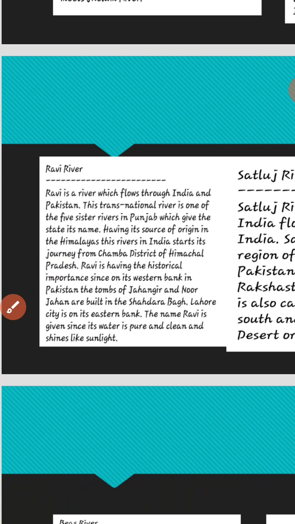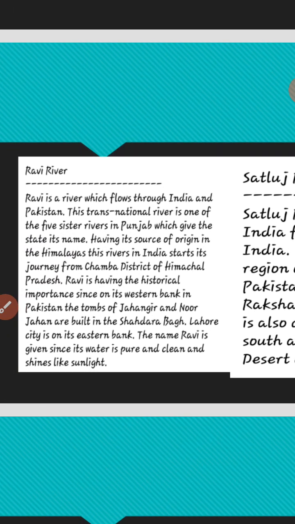Next, river Ravi. Ravi is a river which flows through India and Pakistan. This transnational river is one of the first 5 sister rivers in Punjab, which gave the state its name. Having its source of origin in the Himalayas, this river in India starts its journey from Chamba district of Himachal Pradesh. Remember Chamba district of Himachal Pradesh.